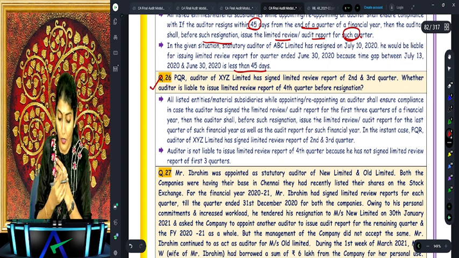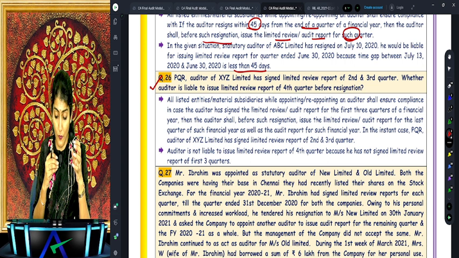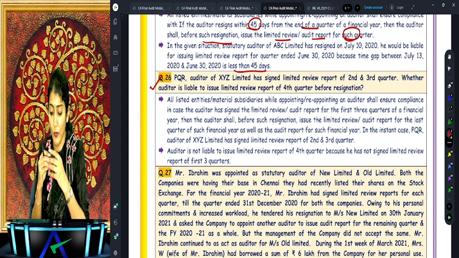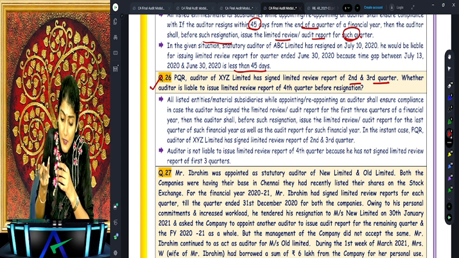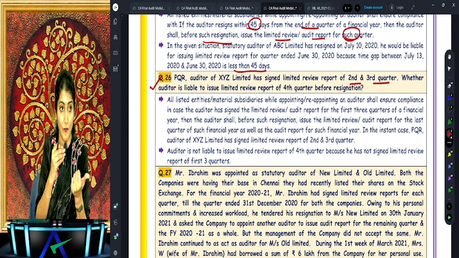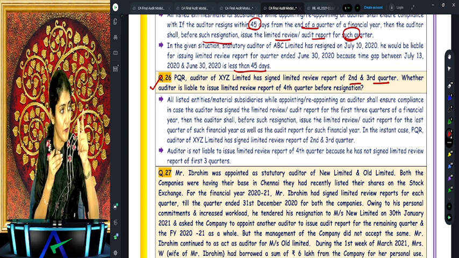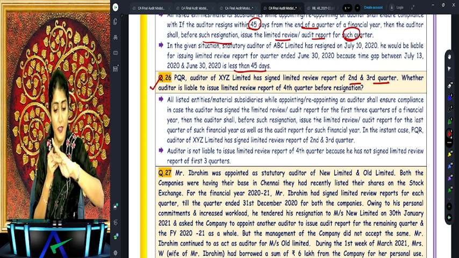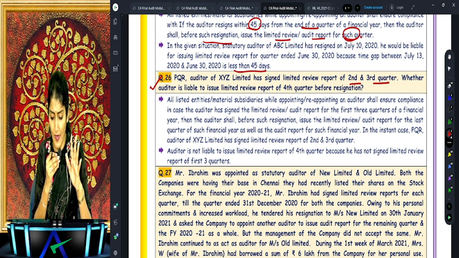PQR, auditor of XYZ Limited, has signed, be careful while giving the answer to this one, has signed the limited review report of the second quarter and the third quarter. Whether the auditor is liable to issue the limited review report of the fourth quarter before the resignation? So now he signed the limited review report of the second and the third quarter. Before such resignation, is he required to sign the limited review report of the fourth quarter?